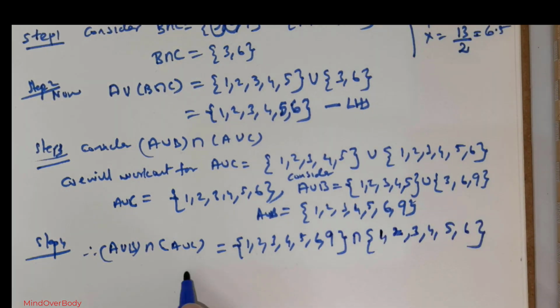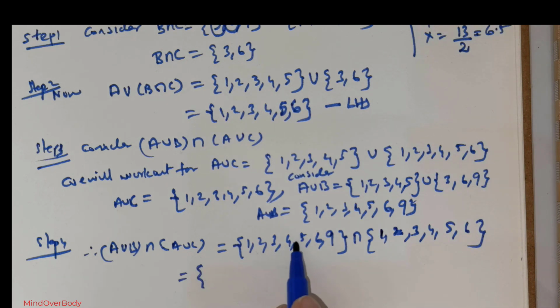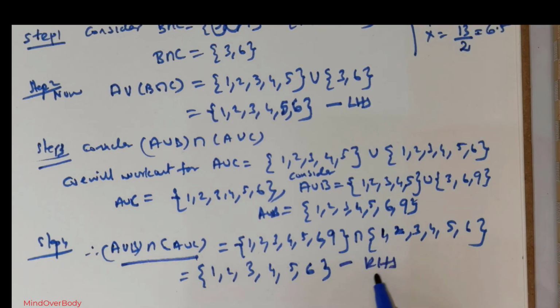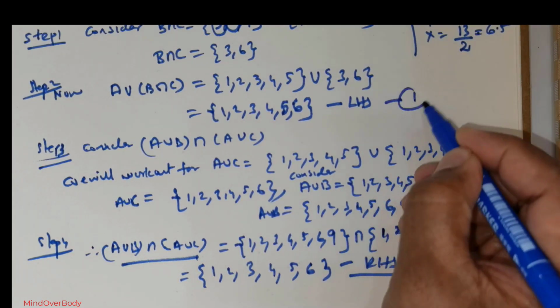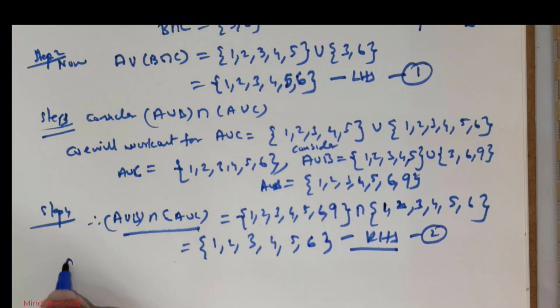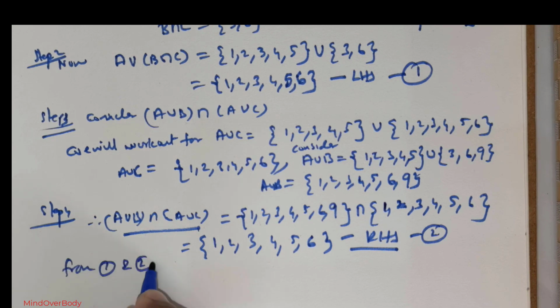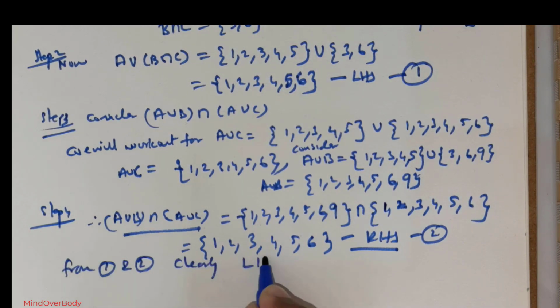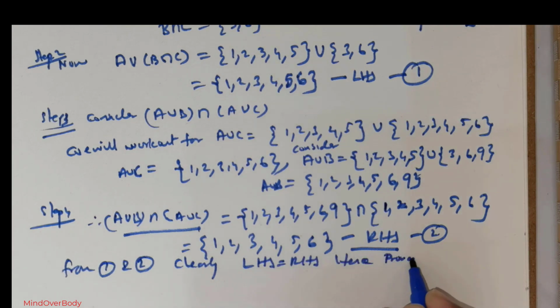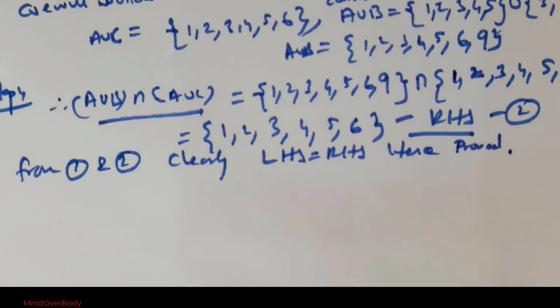So what is the intersecting value? So you are getting here 1 fine, 2 fine, 3 fine, 4 fine, 5 fine and 6 fine. You don't have 9 there. So this is the right hand side. Now if I take this as 1, and this as 2, from 1 and 2 clearly left hand side is equal to right hand side, hence proved, right? So that's the solution for that question.